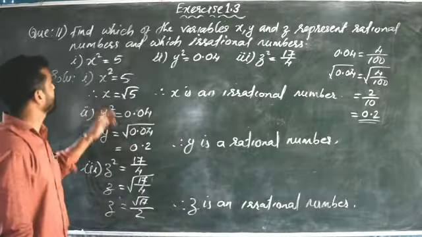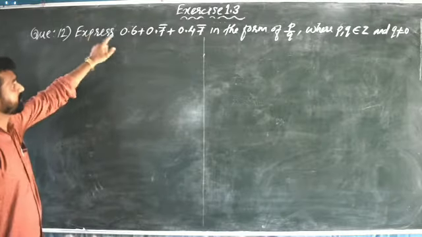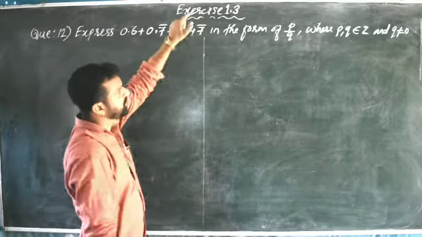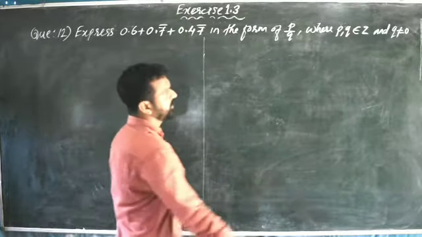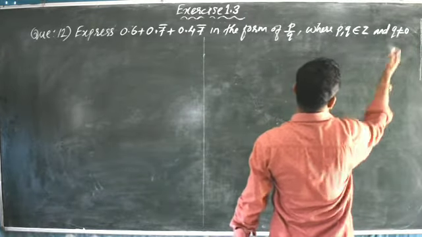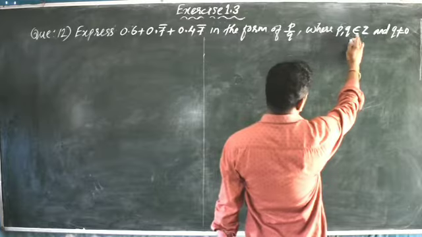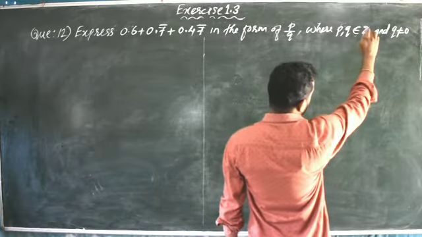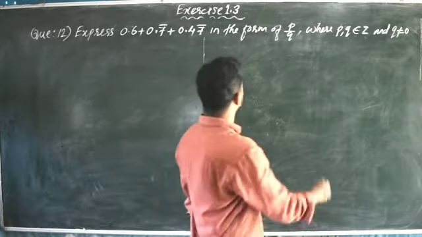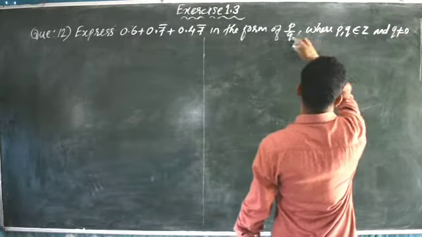Now let's see question number 12. Express 0.6 plus 0.7 bar plus 0.47 bar in the form of P divided by Q, where P, Q belong to Z and Q is not equal to 0. This symbol is read as belongs to Z, integers. So P and Q are integers, that is a given condition, and Q should not be 0.